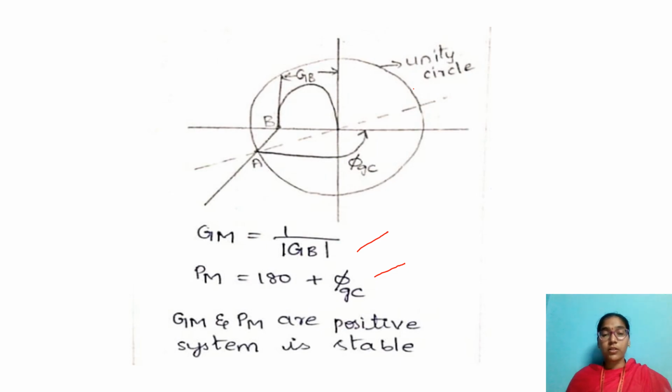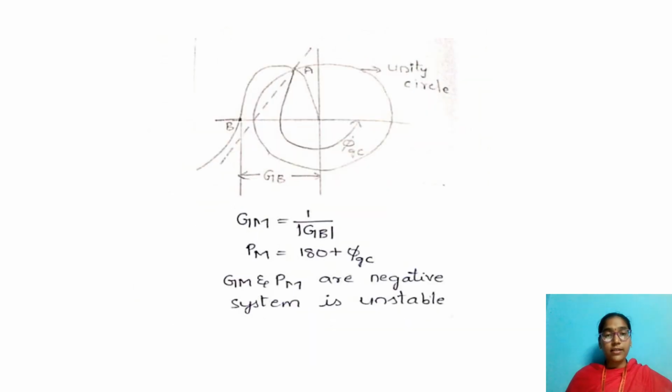If the GM and PM are positive, the system is stable. If the GM and PM are negative, the system is unstable. The point where the line touches the unity circle, up to the y-axis, is known as phi GC. And this is the other case: GM and PM are negative, so the system is unstable.